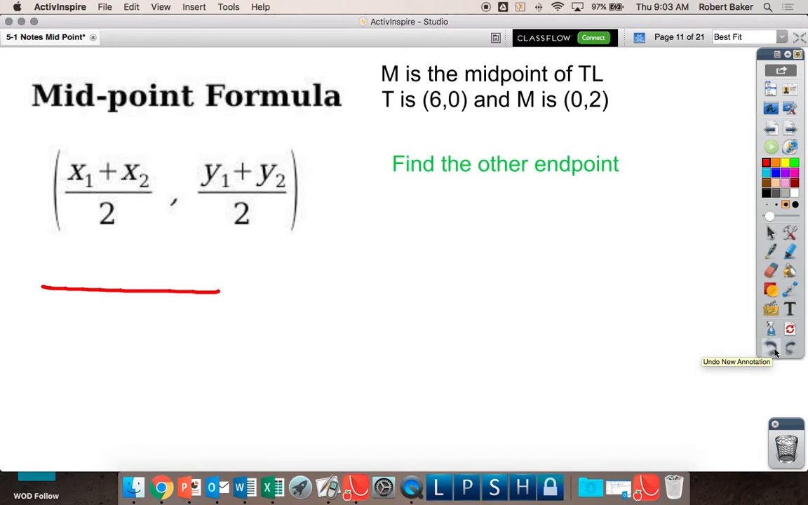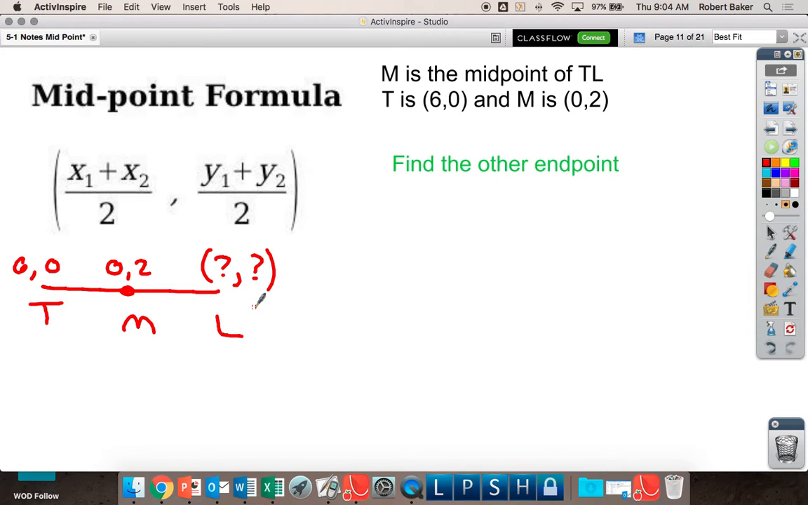Thank you. M is the midpoint of line segment TL. We have line segment TL, and M is the midpoint. Right now, you know T is at 6, 0. You know M is at 0, 2. It is your job to find the coordinate location of point L. Does the concept make sense right now, what you're trying to do?